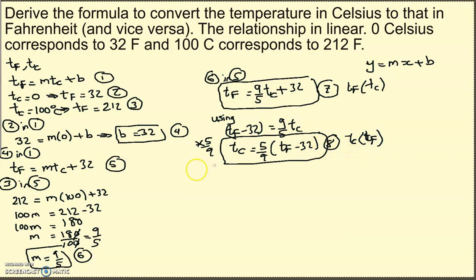So one interesting question is: is there a temperature in Fahrenheit that maps to the exact same temperature in Celsius? To do that, let's use equation number 7. So we want to figure out if there's a temperature. If I plug in a temperature in Celsius, do I get the same temperature in Fahrenheit or not? So let's call that temperature X. So let's say Tf equals Tc equals X. And let's plug that into equation number 7.